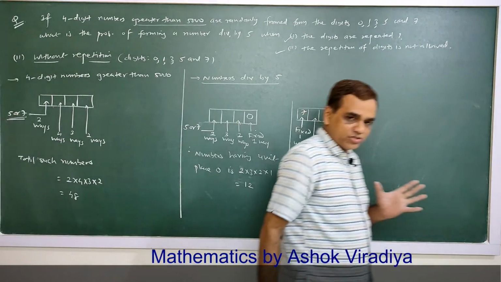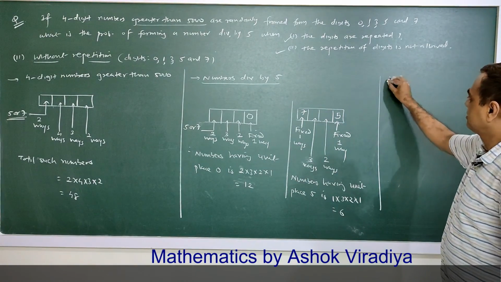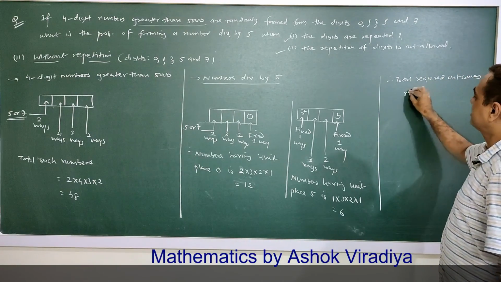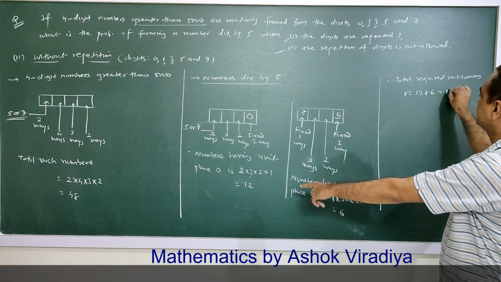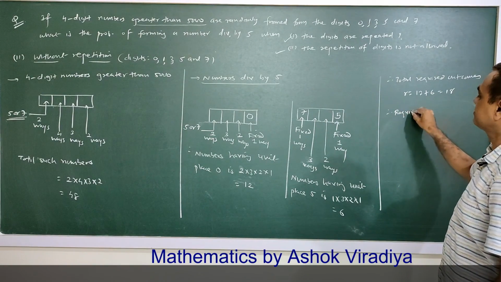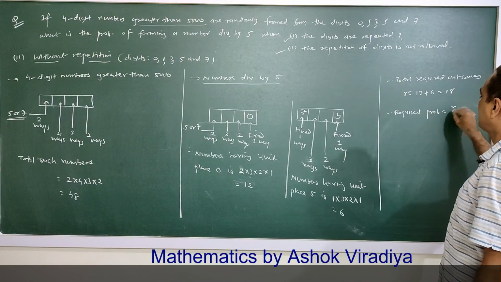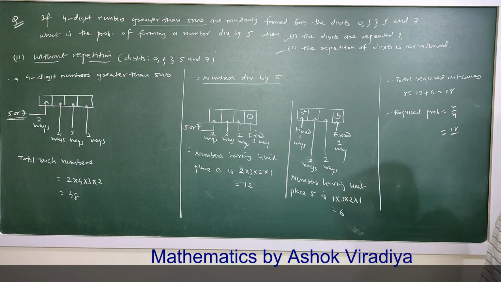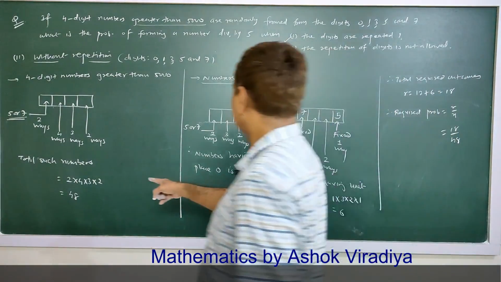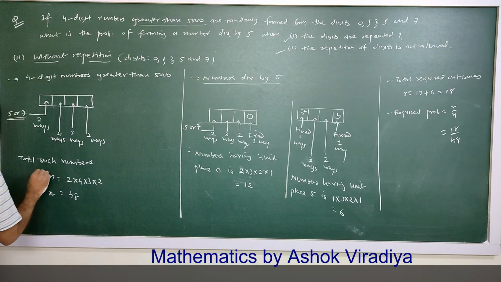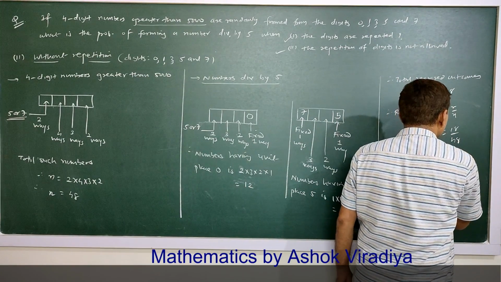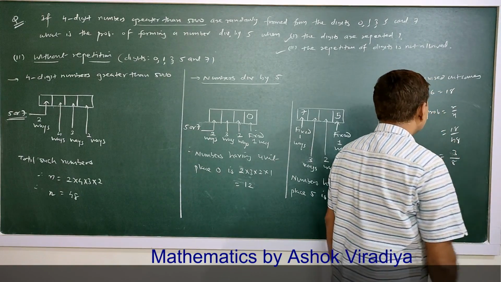So total required outcomes are equal to 12 plus 6, that is 18. So in second case, required probability is R upon n, that is 18 by 48. This was n. So 18 by 48. So 9, 3, 6 are 18, 8, 6 are 48. So 3 by 8.